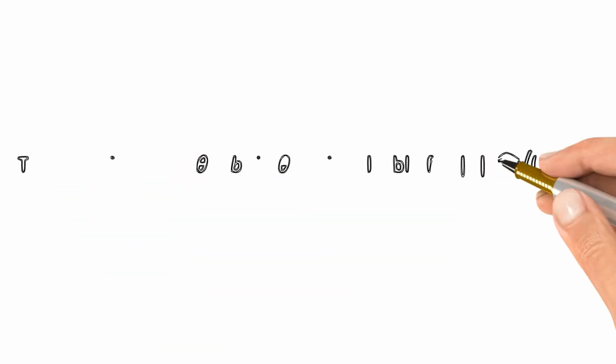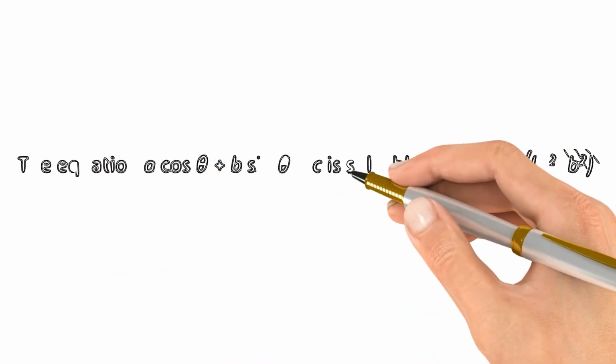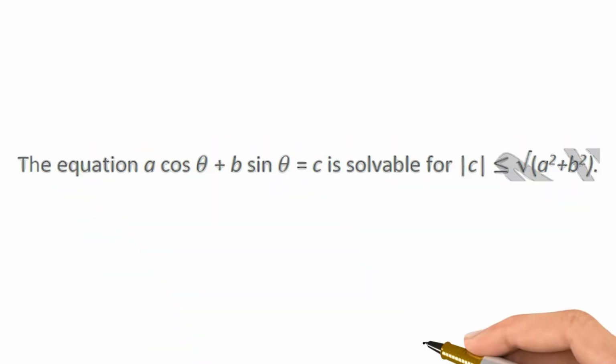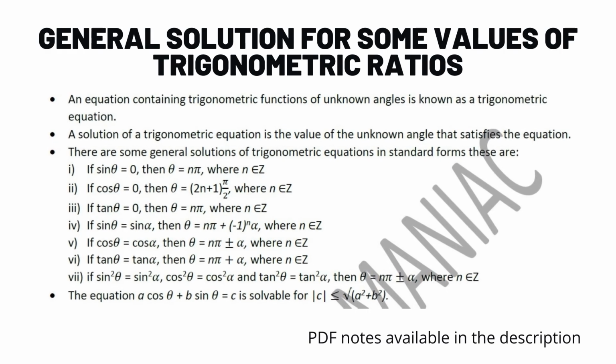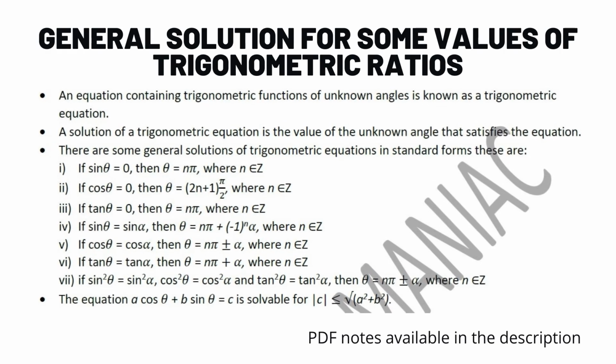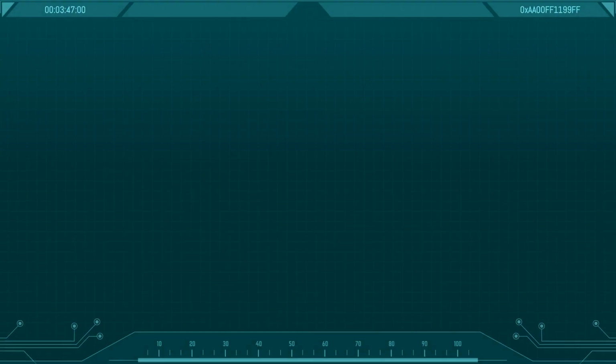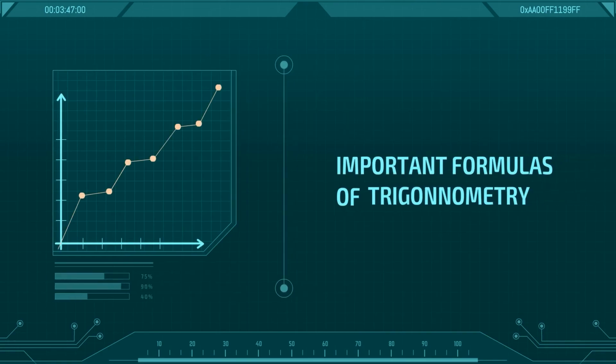The last note is that the equation A cos theta plus B sin theta equals C is solvable for mod of C less than or equal to root under A square plus B square. So this was all about the general solution for some values of trigonometric ratios. This was all about the important formulas of trigonometry.